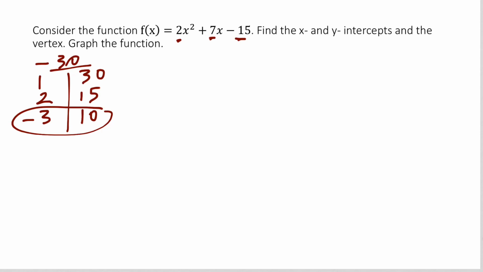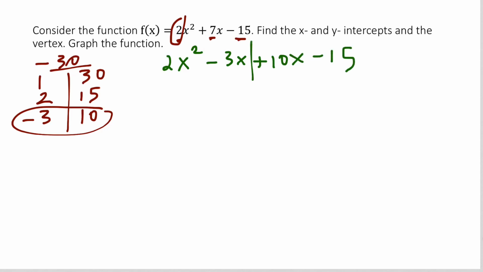So I can't do the easy, just plop those in the parentheses because I have a leading coefficient of 2, so I need to factor by parts. So let me rewrite my equation. This is a technique you should know already. All right, so 2x squared. Now I'm going to replace my 7x in the middle by negative 3x plus 10x minus 15. And I'm going to factor this by parts.